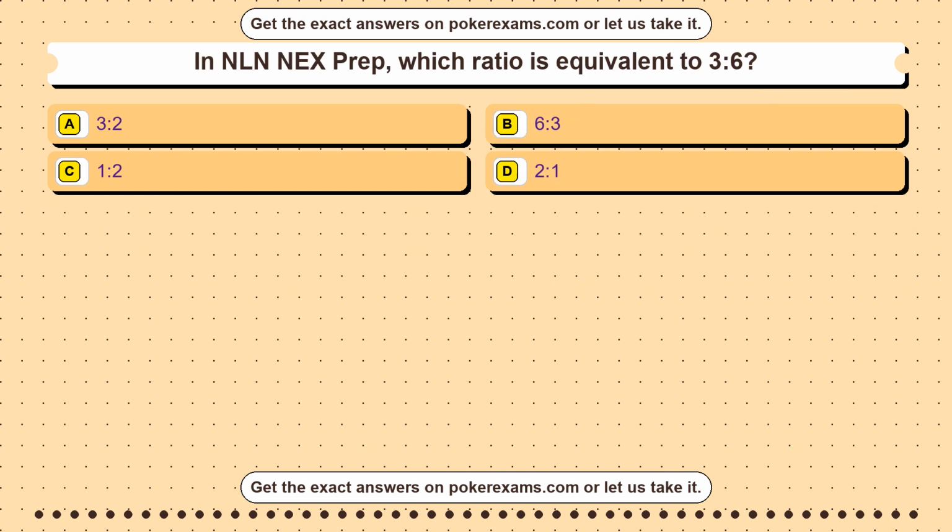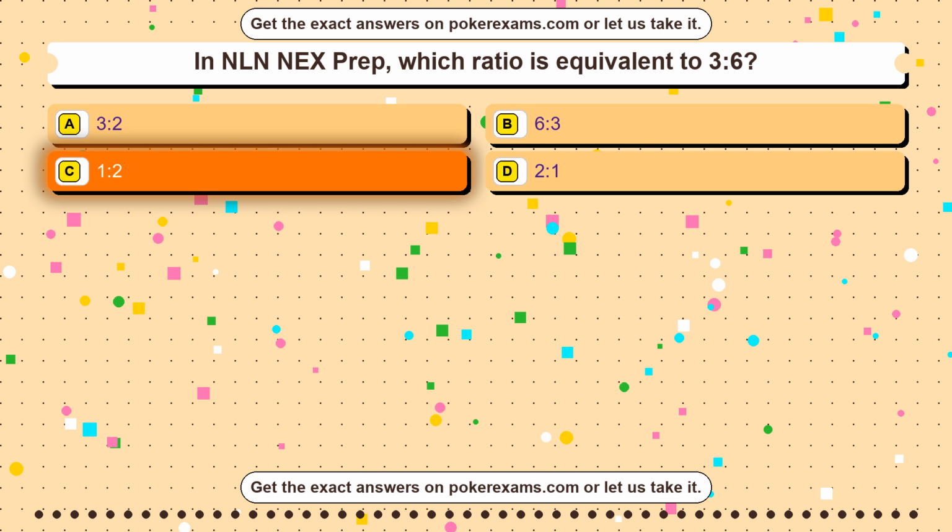Question 43. In NLN NEX Prep, which ratio is equivalent to 3:6? Option A, 3:2. Option B, 6:3. Option C, 1:2. Option D, 2:1. The correct answer is option C, 1:2.